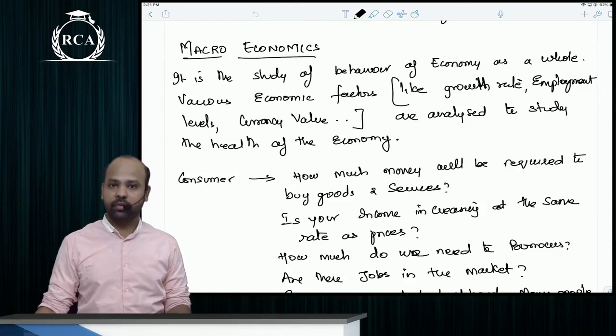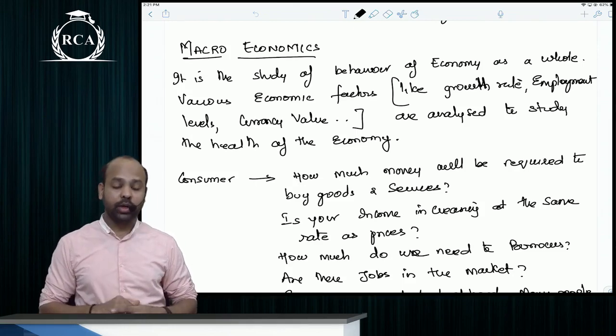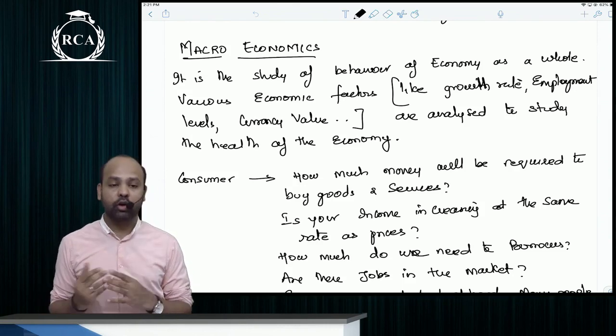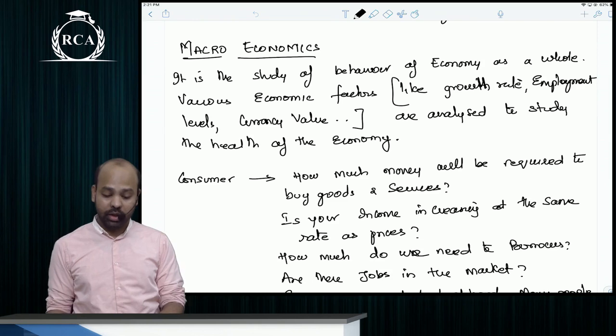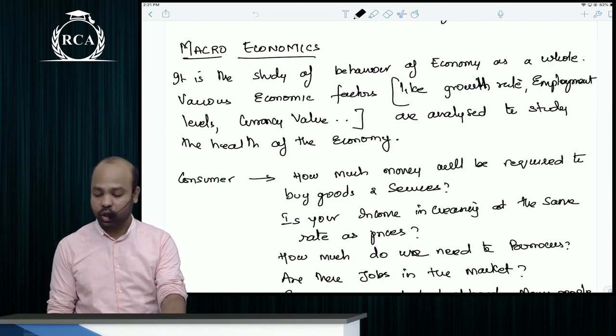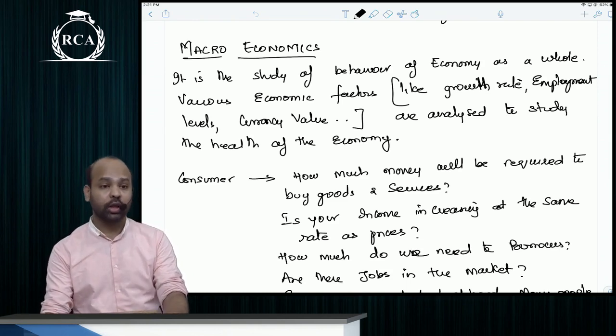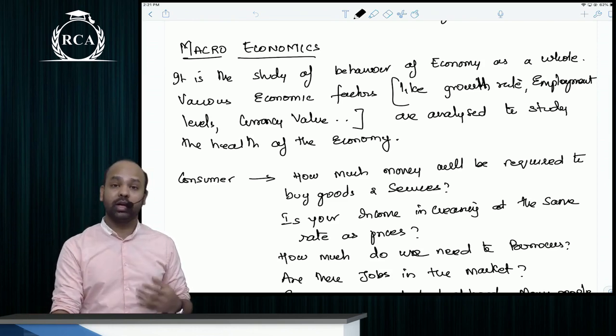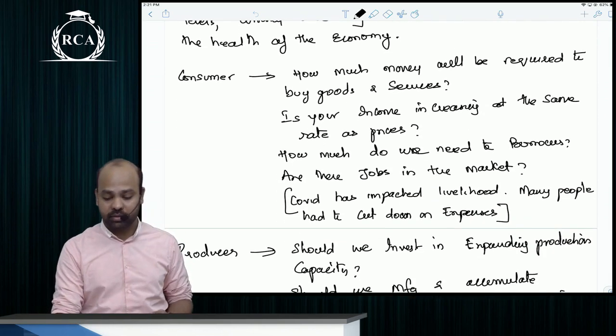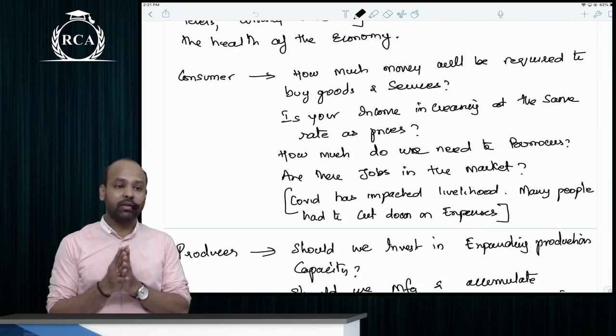So yes guys, the first thing that I told you is that macroeconomics is nothing but the study of behavior of the economy as a whole. There will be various economic factors that you will take into consideration, like growth, employment levels, currency value, which are used to understand the health of the economy. Remember guys, there are three important things.